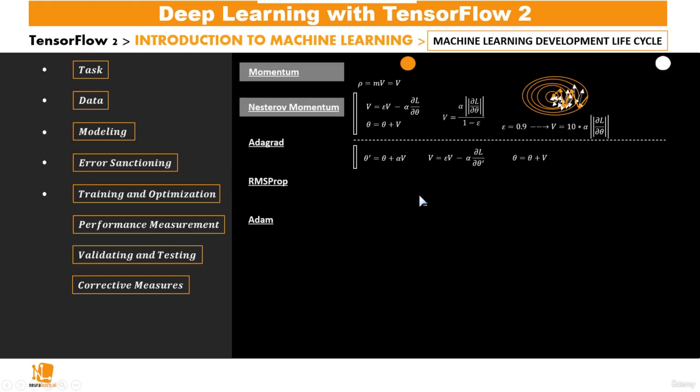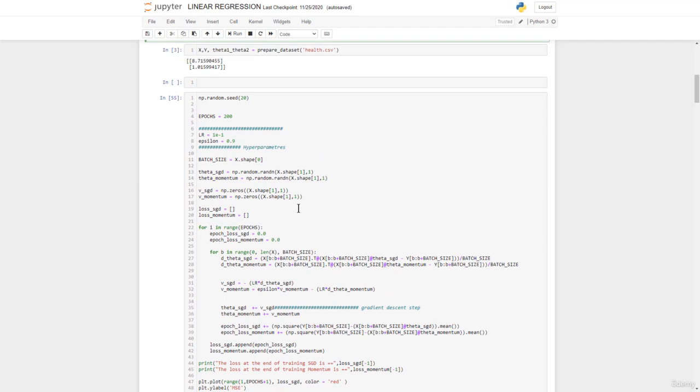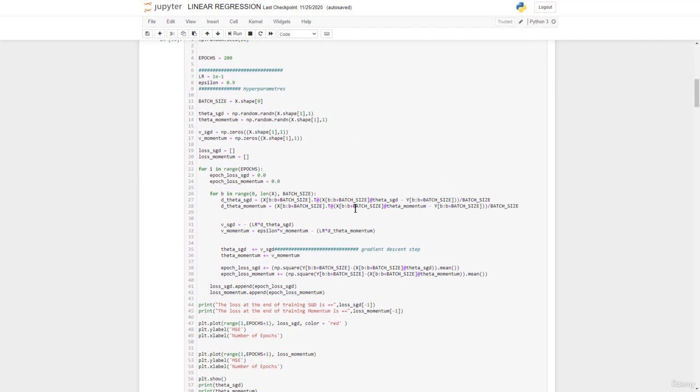Now we shall implement the momentum algorithm, and you shall do the Nesterov momentum algorithm as an in-class exercise. So you're advised, after looking at this, to do the same for the Nesterov momentum algorithm before continuing to the next section.